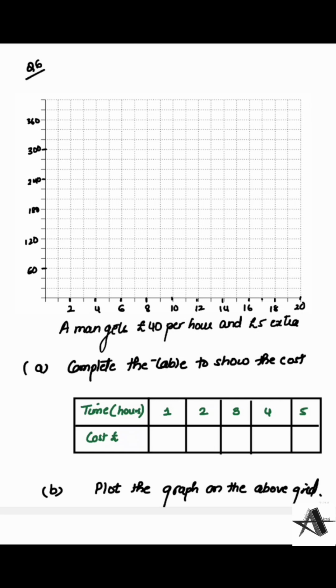And accordingly, part 1 says complete the table. So you just need to complete the table ultimately. So if he works for 1 hour, he will get 45 pounds.